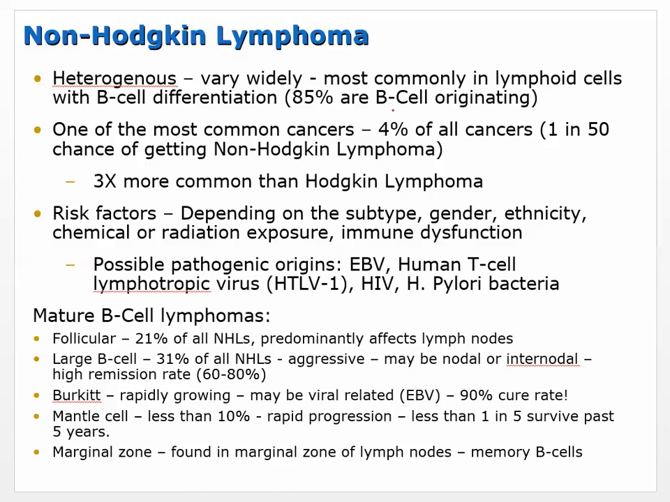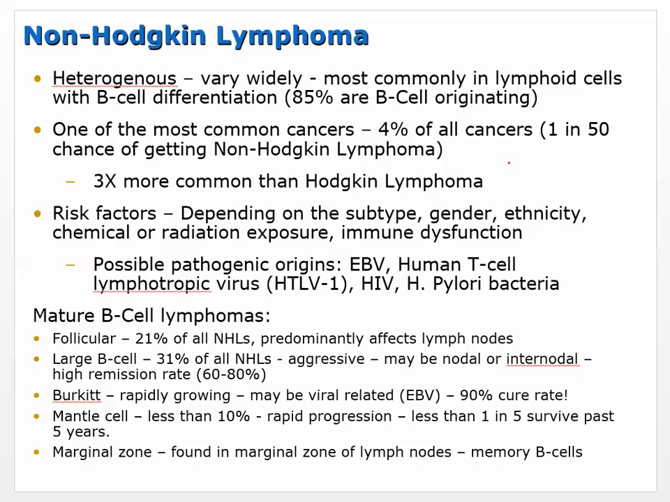They don't all look the same. Most commonly in lymphoid cells with B cell differentiation. So it can be B or T cell, but 85% are going to be B cells. One of the most common cancers, so 4% of all cancers. 1 in 50 chance of getting non-Hodgkin lymphoma. I don't know if I like those odds, but it's better than some other diseases out there, I guess.